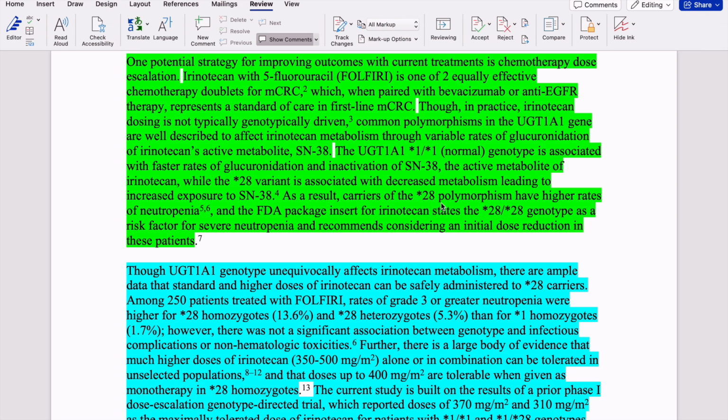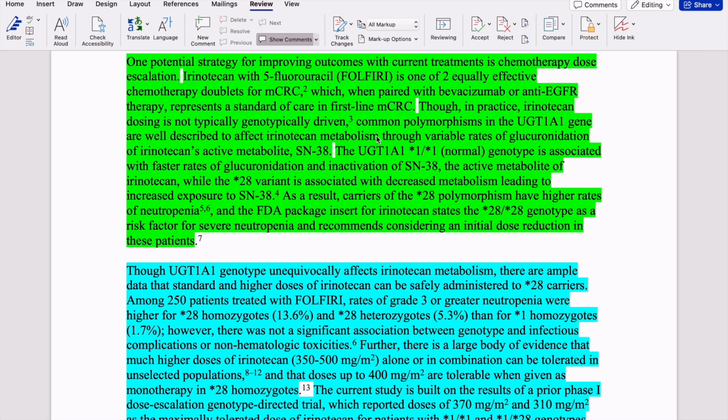So as a result, carriers of this type of polymorphism have higher rates of neutropenia. The package insert for irinotecan states that individuals with this particular genotype have a risk for severe neutropenia, and they recommend considering initial dose reduction for these patients.